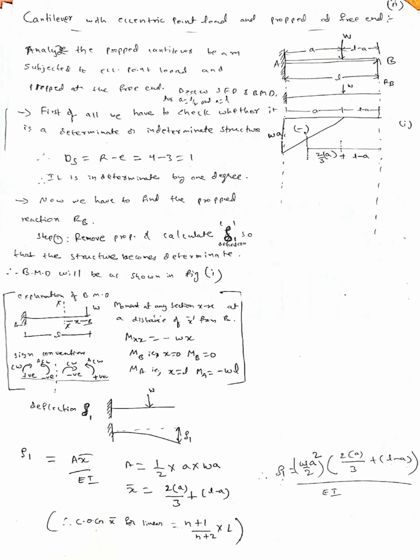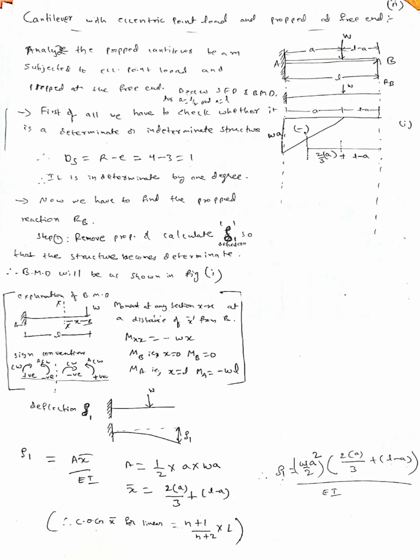Now we have to find the prop reaction RB. In step 1, remove the prop and calculate delta 1, so that the structure becomes determinate. Now the bending moment diagram will be as shown in the figure. If you remove the prop, it will be like a cantilever beam subjected to a point load at the free end. For this case the bending moment diagram will be as shown in the figure. Here delta 1 is the deflection at B.